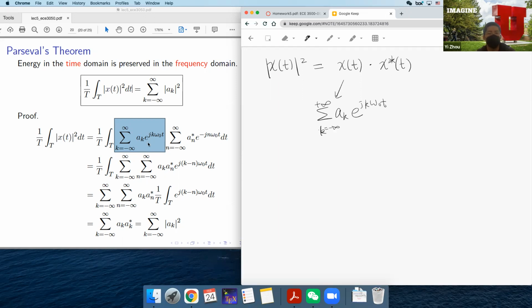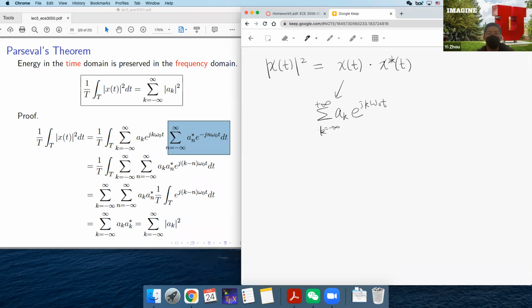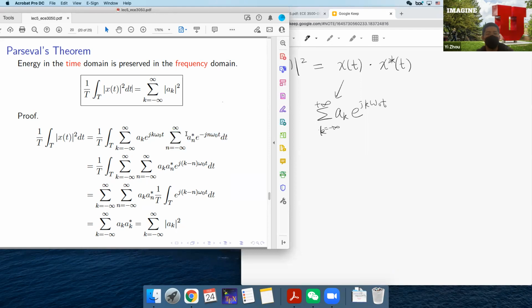Okay, so this part, the first summation, is essentially x(t). It's just the Fourier series representation. And the second summation is x(t) conjugate. So now we are taking the conjugate of the entire Fourier series representation, which means we need to take the conjugate of these coefficients as well as these basis signals. So after conjugation, a_k becomes a_k conjugate, and this exponential becomes the corresponding conjugate complex exponential.